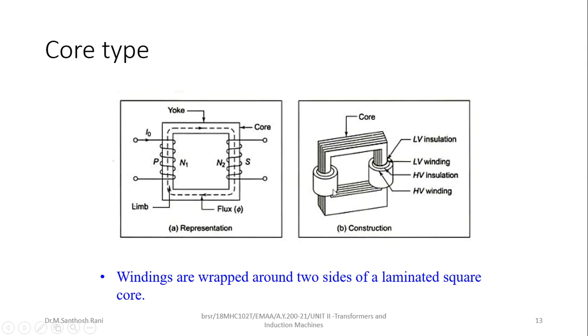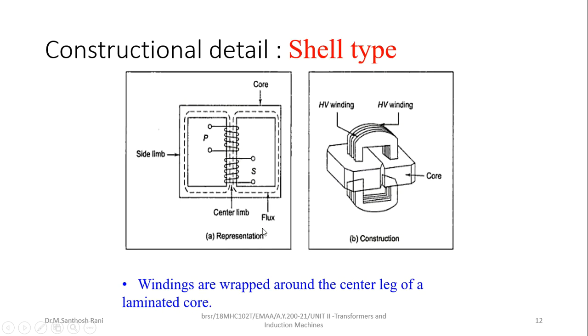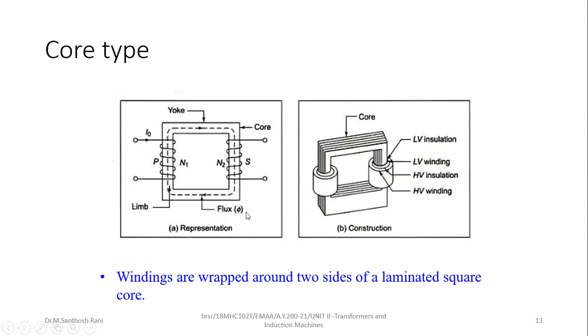In the case of a core type transformer, you have two limbs and you have the primary in one of the limbs, secondary in another limb. The windings are wrapped around two sides of a laminated square core in the case of core type. In the case of shell type, windings are wrapped around the central leg of the laminated core.